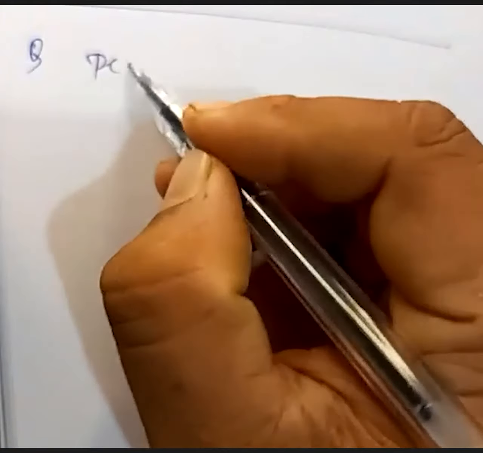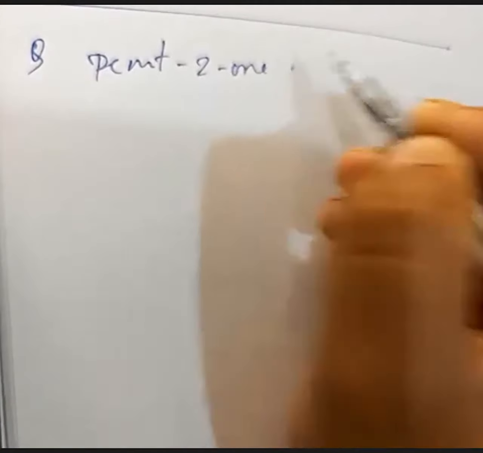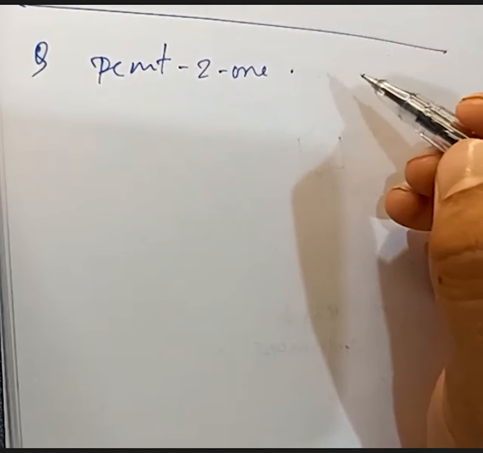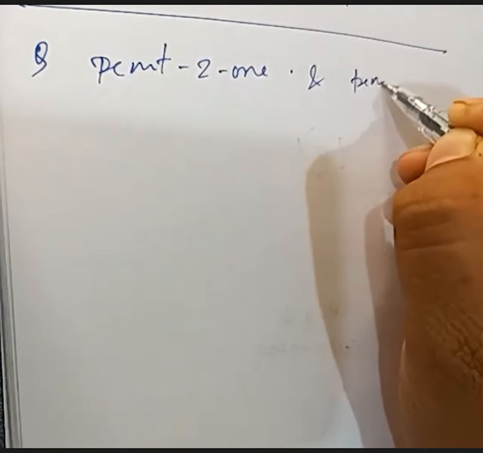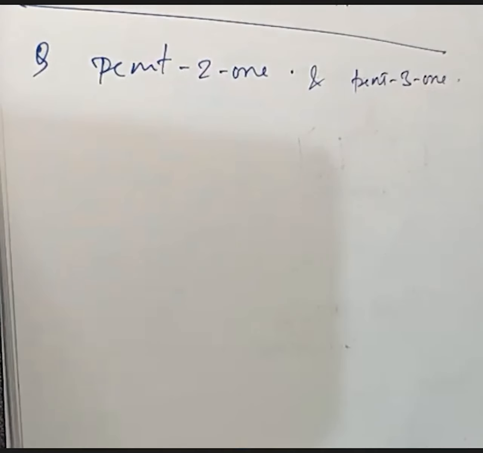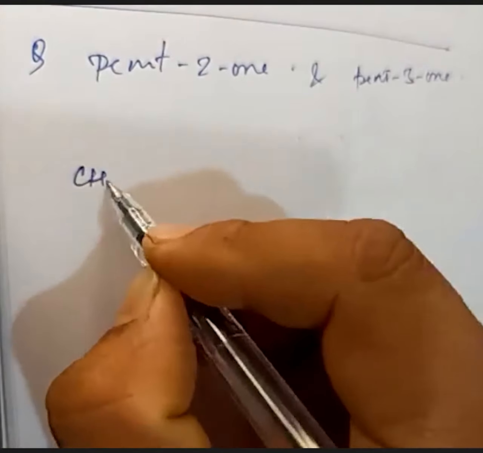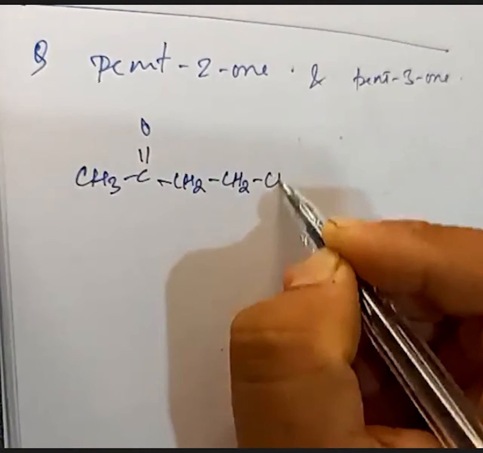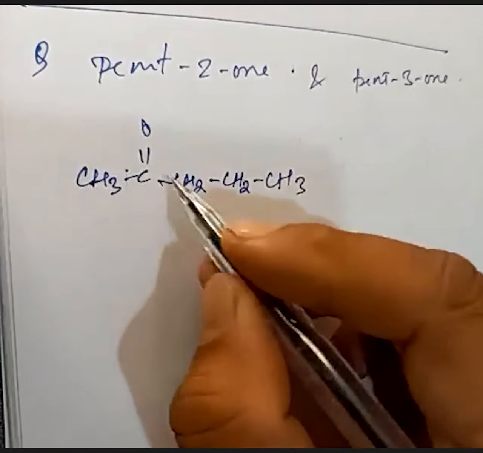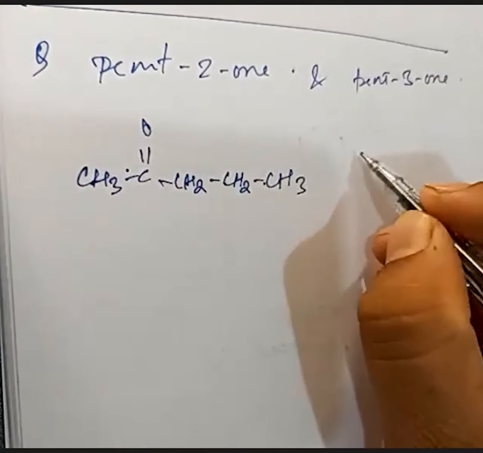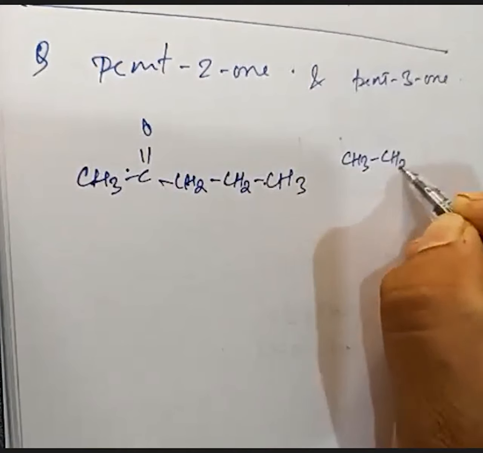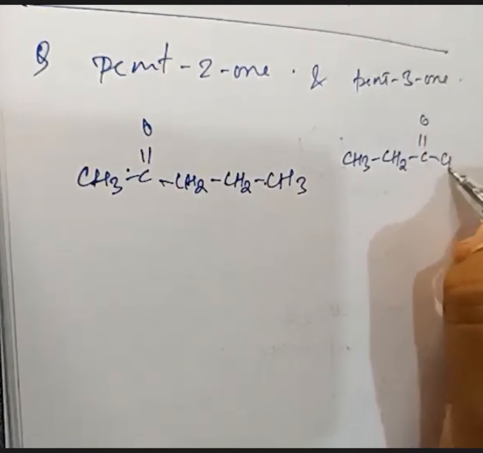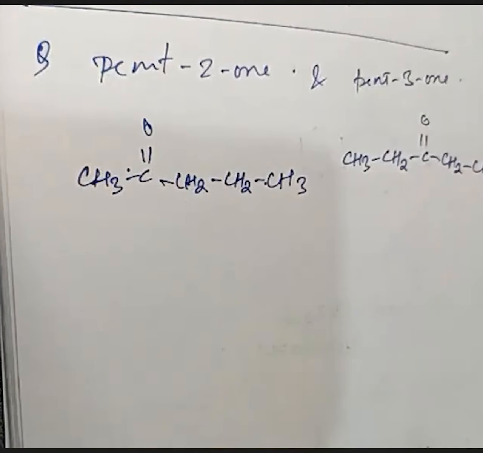Next, very important question. Very, very important. Pentan-2-one and pentan-3-one. Look at how pentan-2-one will look: one, two, three, four, five. This is pentan-2-one and this is pentan-3-one. CH3, CH2, C double bond O, CH2, CH3. This is pentan-2-one and it is pentan-3-one.